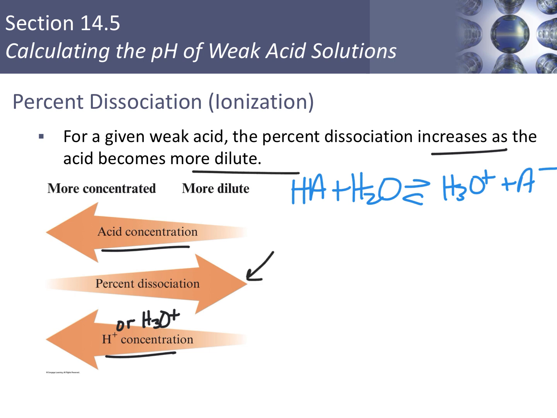And here's why. As we're diluting our acid or adding more water, our reaction is going to shift to the right and increase the amount of ions in solution of hydronium and the conjugate base. So then we would say we have an increased percent dissociation or ionization when we have more ions in solution.